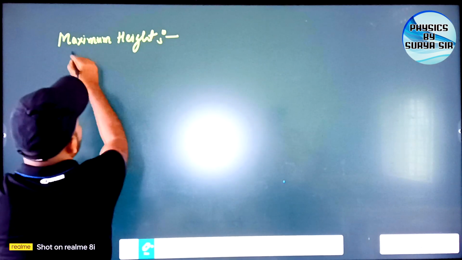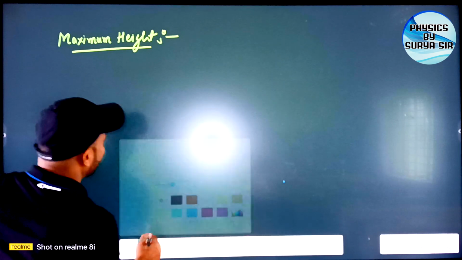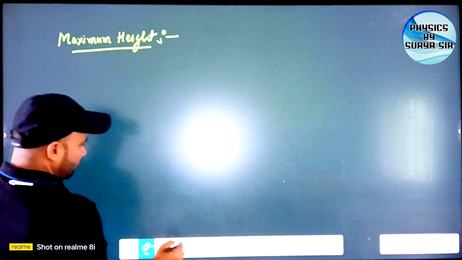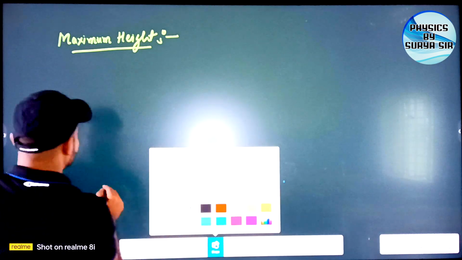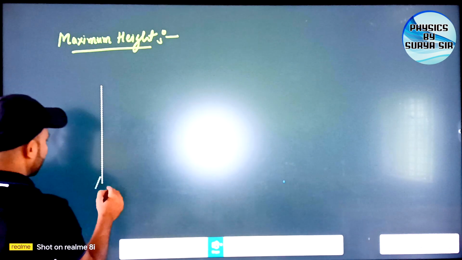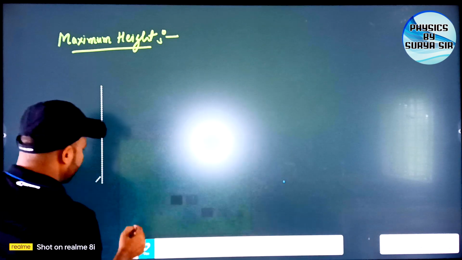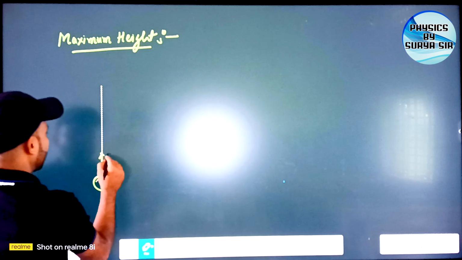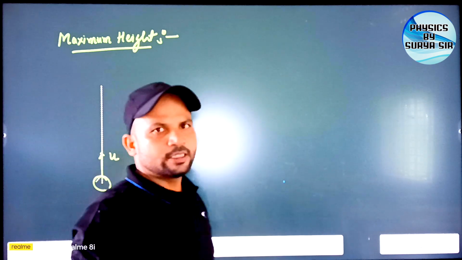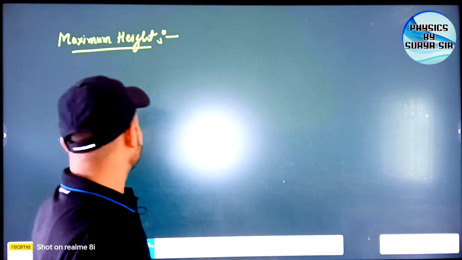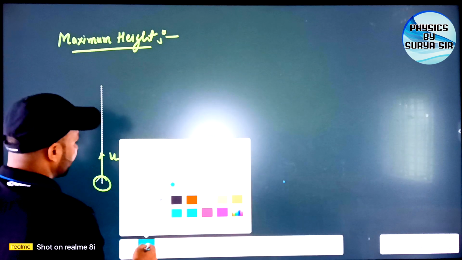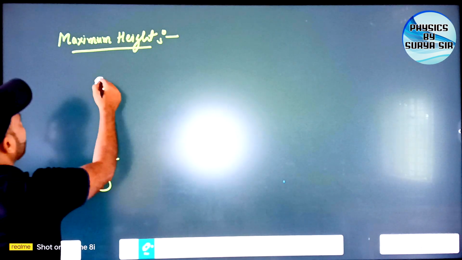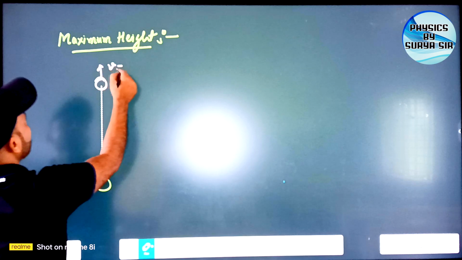Maximum height of the object when it is projected in the upward direction. Suppose there is an object, and this object is thrown upward with a velocity u. After some time it reaches its peak position, where its final velocity becomes 0.